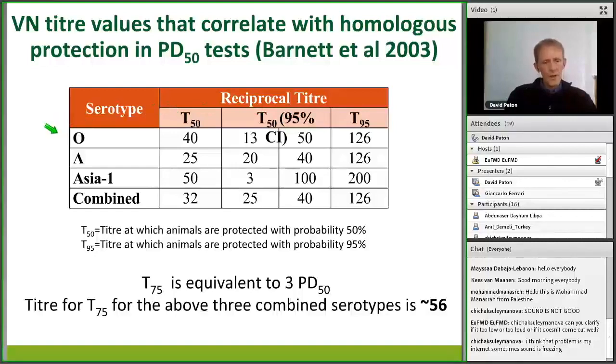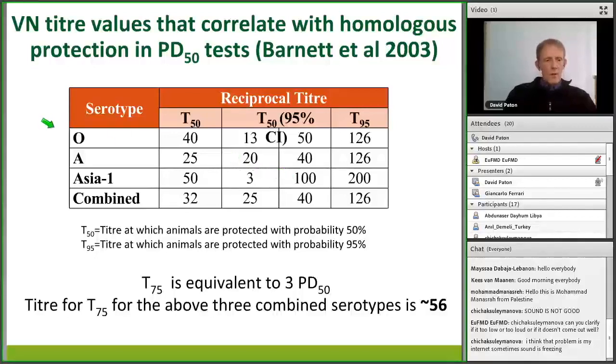So for example, if you go to serotype O, you can see that a titer in the VN test, a reciprocal titer of 40, was associated with 50% protection, but that the range was quite wide: some animals were protected with as low as 13 and some needed 50. And you can see that there are different values for each of the different serotypes, and for some of them the confidence intervals are quite wide.